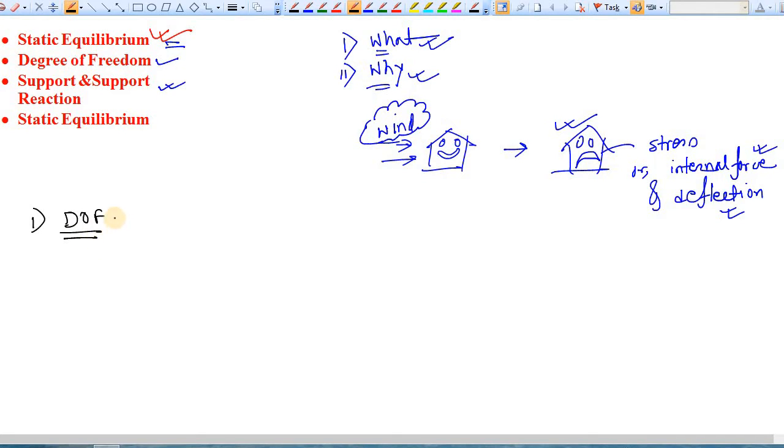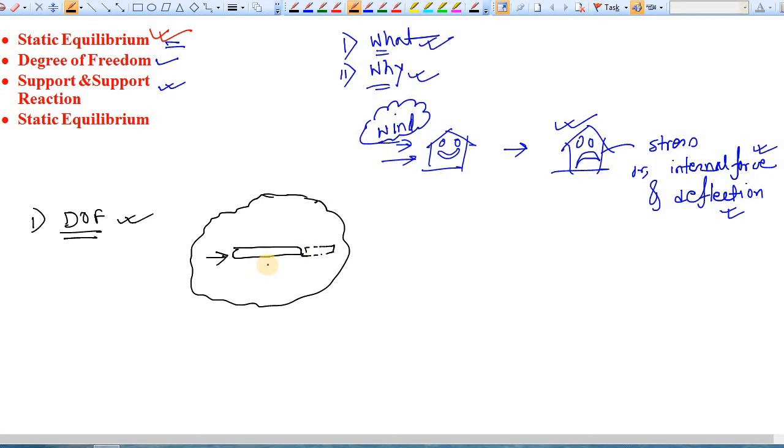What does this degree of freedom mean? Let's take a bar like this, and let's say it is in space. If you apply a load in this direction, it will move in this direction. If you apply a load in another direction, it will be displaced somewhere here. Now let's say you apply a rotation and try to rotate this object. Well, it will rotate like this.